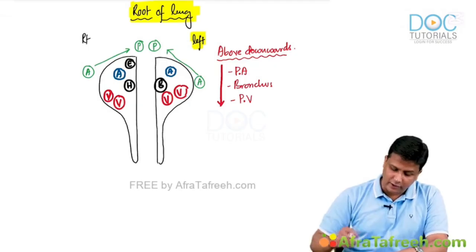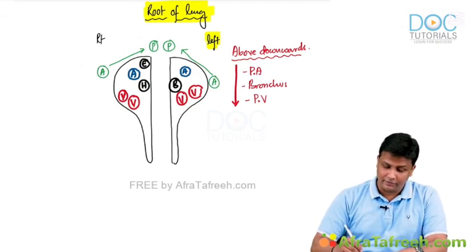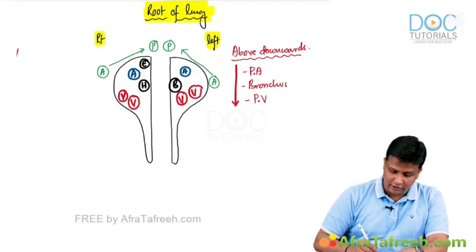Now, similarly, let us write what are the structures arranged above downwards in the root of the right lung. So, in the root of the right lung, how are the structures arranged above downwards?